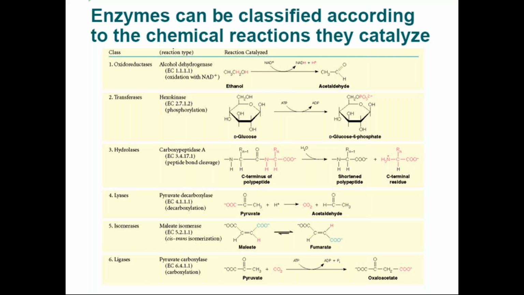And the last group is the ligases, which actually make the bonds. So you have pyruvate carboxylase, where pyruvate is converted into oxaloacetate, and this is a carboxylation reaction. So the ligases make the bond. Excuse me, I said lyases make the bond, but they actually break the bonds. Here the carboxyl group is removed, it's a decarboxylation, it breaks the bond. So lyases break the bonds.